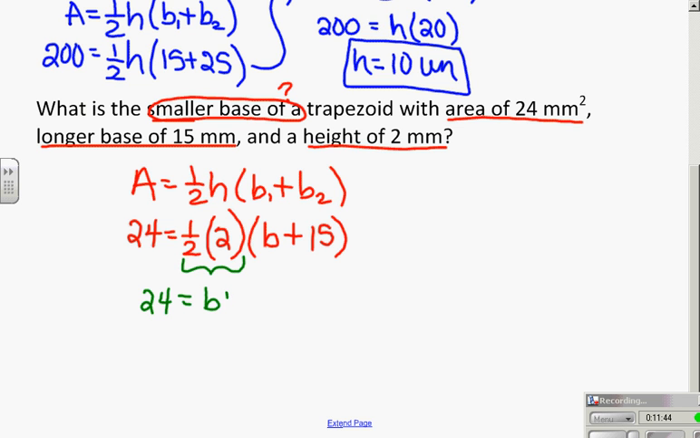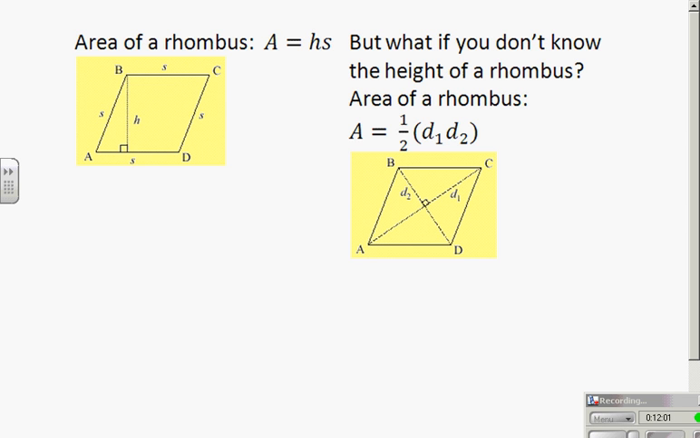Now I can go ahead and take 1/2 of 2 pretty easily and end up with 24 being equal to b plus 15. Subtract 15 from both sides, and I end up with b equaling 9 units. 9 is less than 15, so I'm pretty confident I have the smaller side.